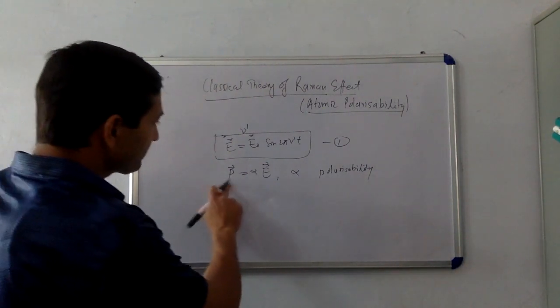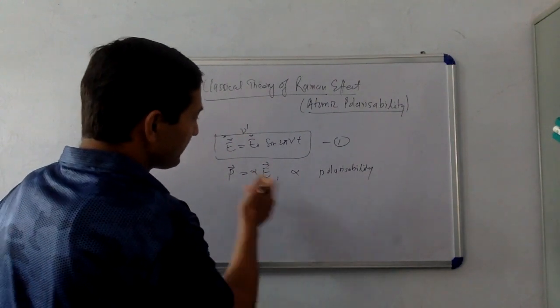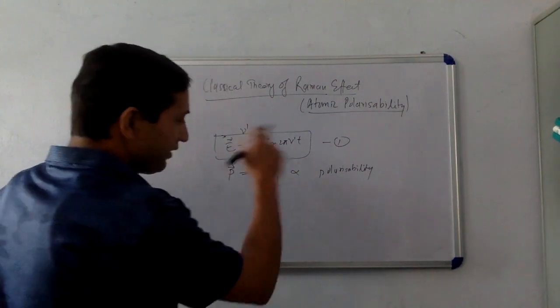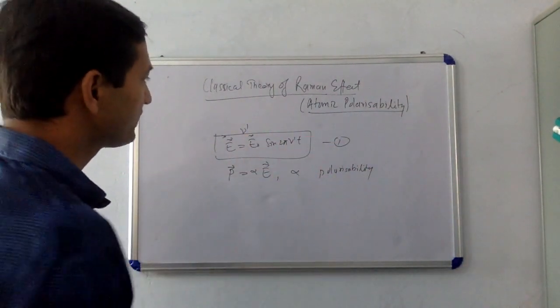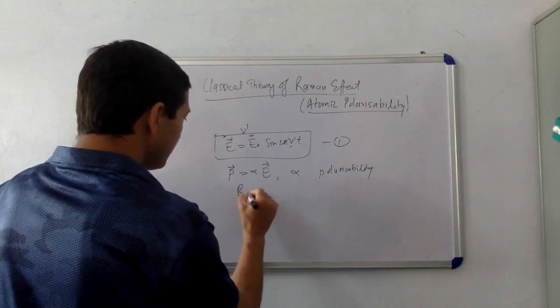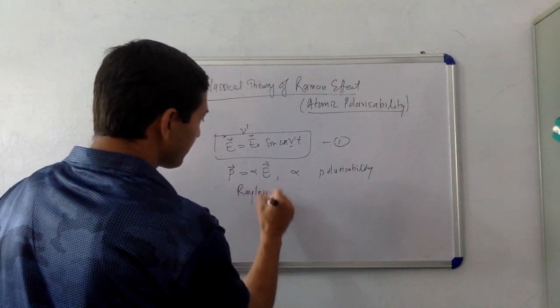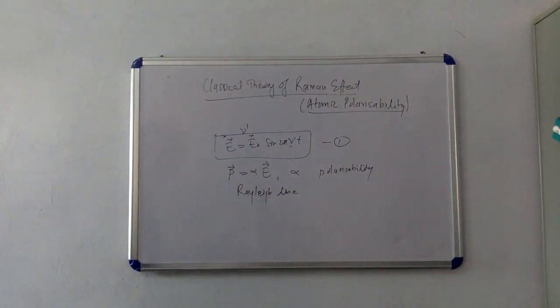Because the dipole moment is induced through the polarizability alpha, it oscillates with the same frequency, and it radiates an electromagnetic wave with the same frequency. These are called the Rayleigh lines, or the Rayleigh scattering.